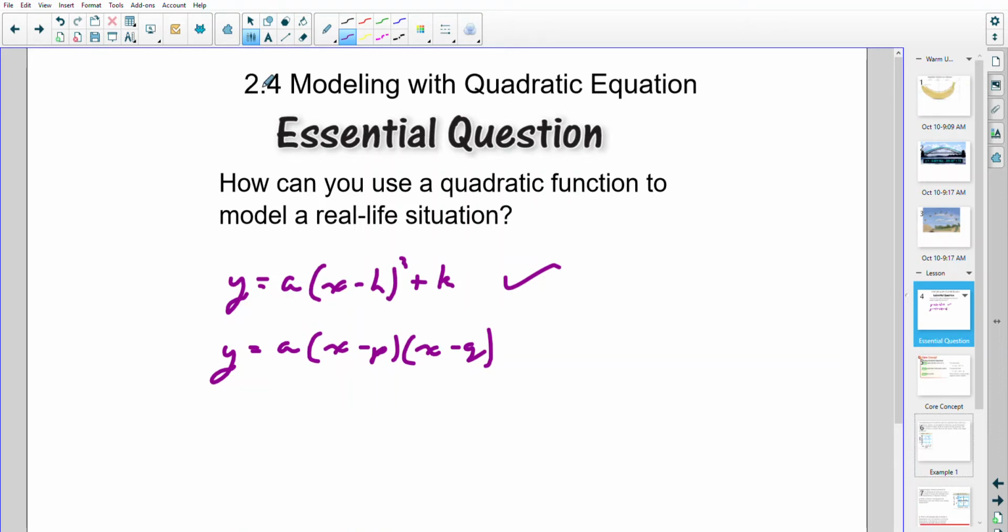2.4, finding equations based on real life situations. Based on the given information, you're going to choose one of the two quadratic equations to get an equation. First one is the vertex form, and the second one is the x-intercept form. So if you're given the vertex, you'd use the first one. If you're given the x-intercepts, you would use the second one.